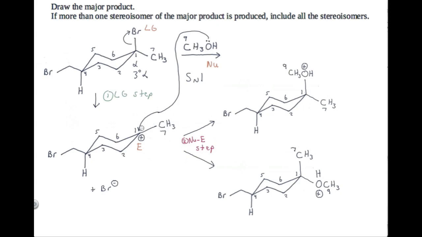If the nucleophile attacks from above, it ends up in the axial position and pushes carbon 7 back down to the equatorial position. But the nucleophile can also attack the trigonal planar carbocation from below. If it attacks from below, it ends up in the equatorial position, and carbon 7 gets pushed up to the axial position.